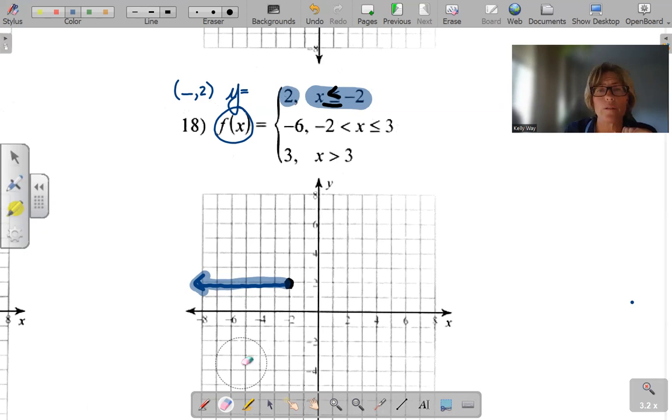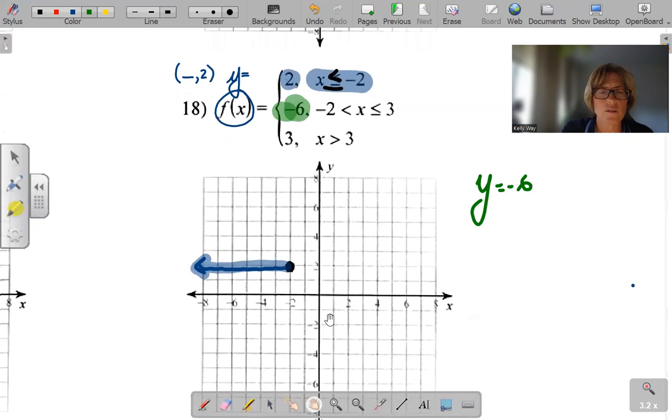That's the first one. Let's do the second one. We're going to color code it. This is essentially y equals -6. Again, it's a horizontal line at y equals -6. So that is the line y equals -6.